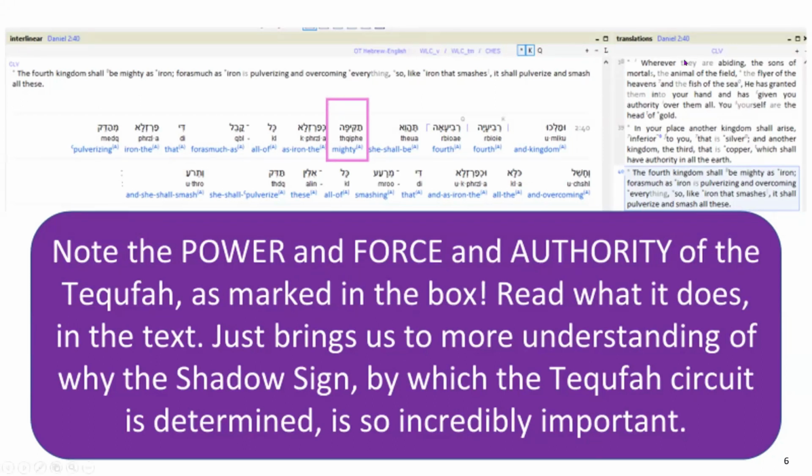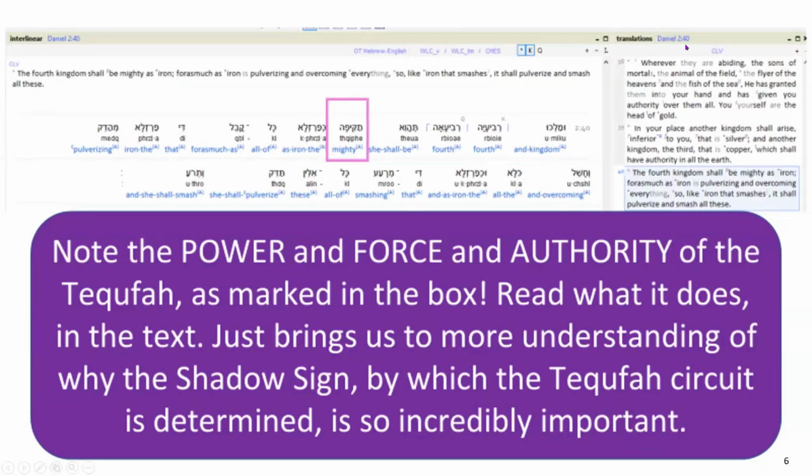So I'm going to read the verse on the right. It might be hard for you, but I'm just going to read it. Down one, Charlene. 40. I can't see the number there. Yeah, 40. The fourth kingdom shall be mighty as iron, for as much as iron pulverizing and overcoming everything. So like iron that smashes, it shall pulverize and smash all these.